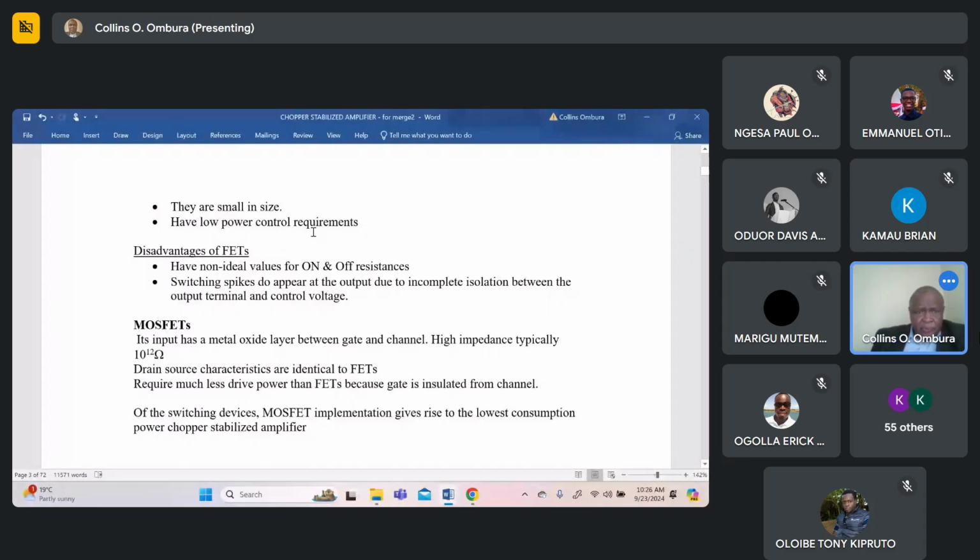Now the disadvantages of the FET being used as a chopper switch are as follows. They have non-ideal on and off characteristics. Why? Because the on resistance of the switch between the terminals is 25 ohms, and the off resistance is 10 to the power 10 ohms.